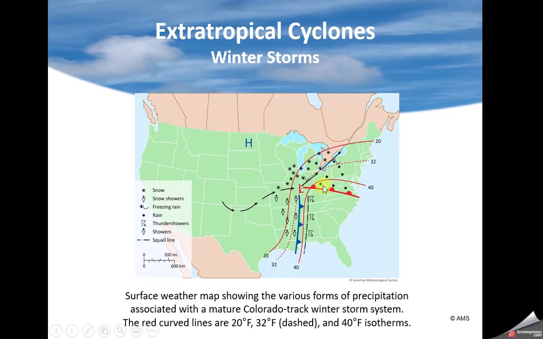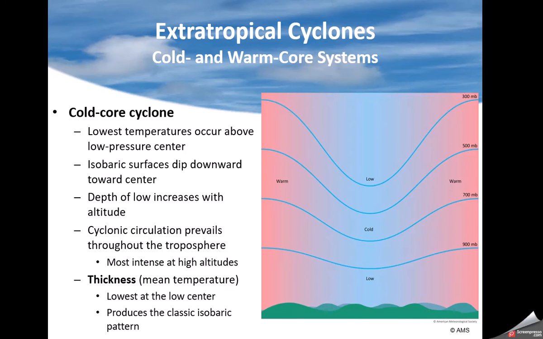And when they form and they move in, predicting exactly where they're going to go over your house, what sector of that storm you're going to be in, can be extremely difficult. So that can really mess up your forecast.